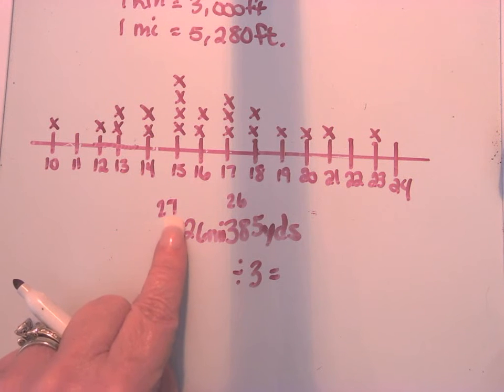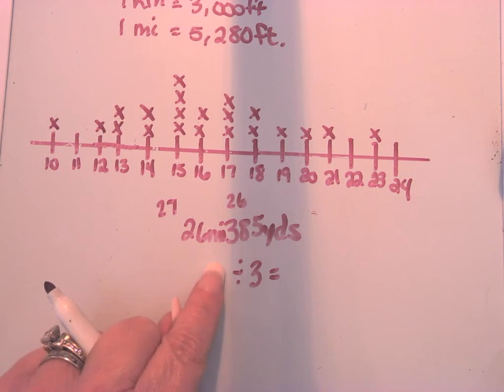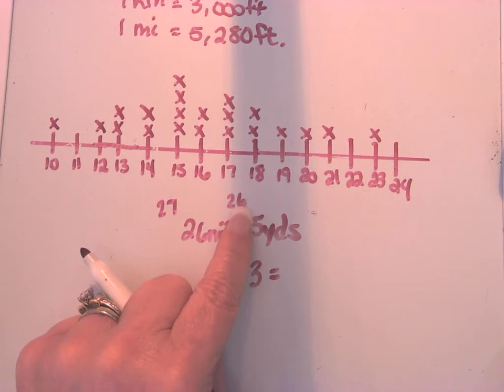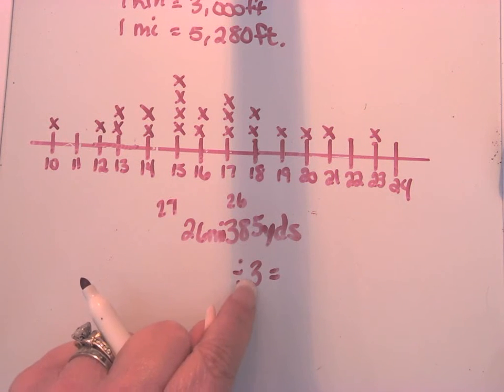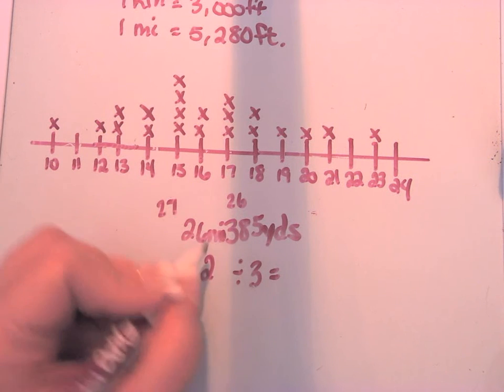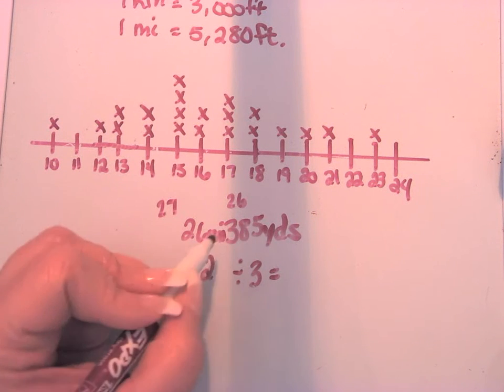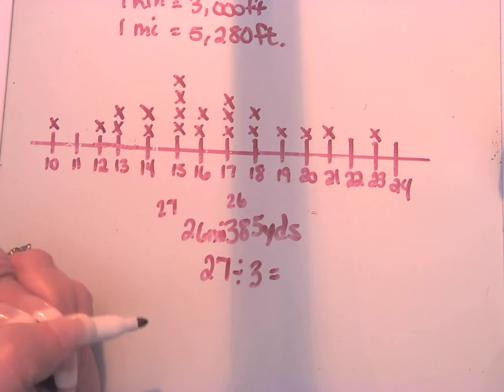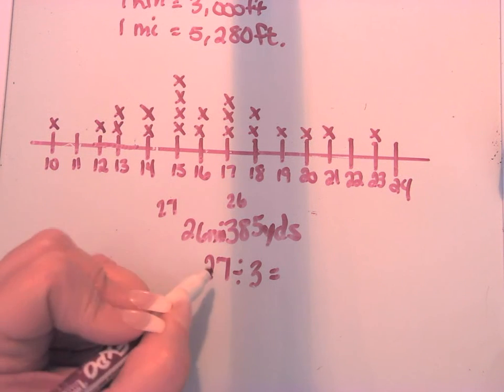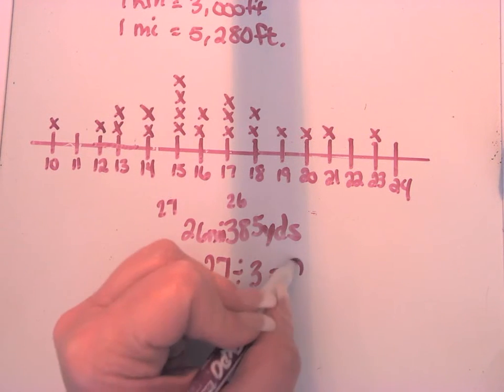So 2 plus 7 is 9, so that means that I would divide it by 3 and have no remainders. 2 plus 6 is 8, so that wouldn't be a nice one. We definitely would have remainders there. So we're going to switch that 26 miles and 385 yards into 27. Now that we switched it into 27, we can divide it with no remainders. 27 divided by 3 equals 9.